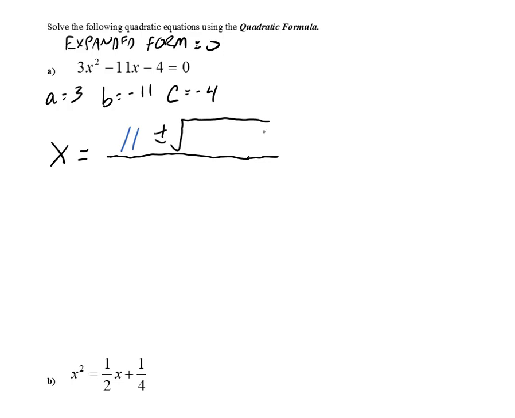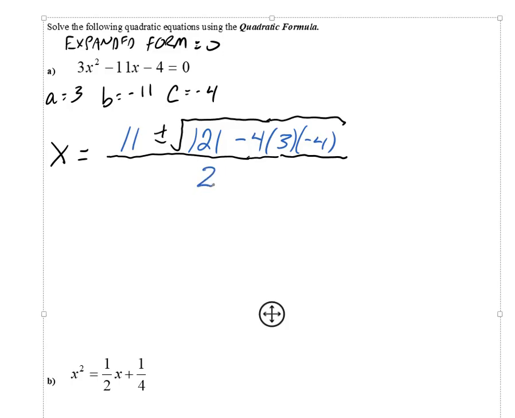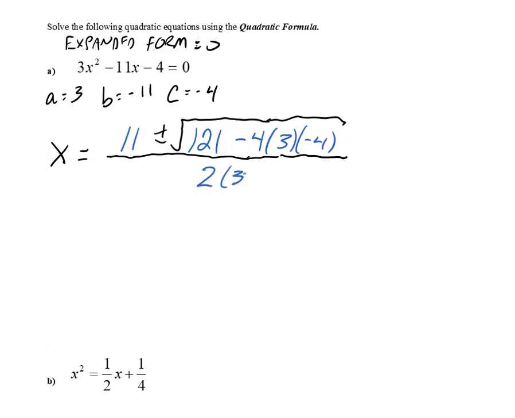Inside the square root, the first term is b squared. So if I took negative 11 and squared it, I'd get positive 121. And then I've got to subtract 4 times a, which is 3, and times c, which is negative 4. So I'm just going to make this a little bigger. And then the denominator would just be 2 times a, which is 3.